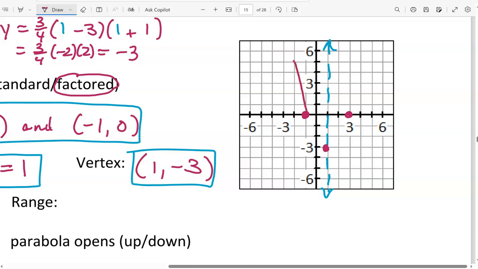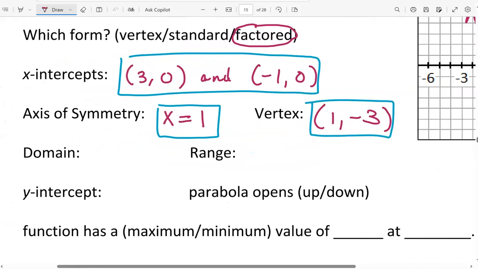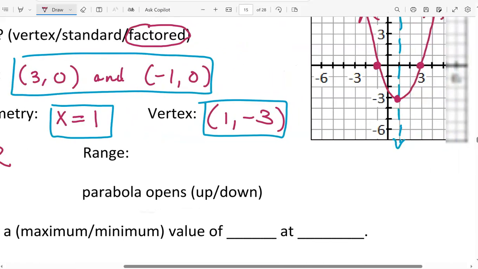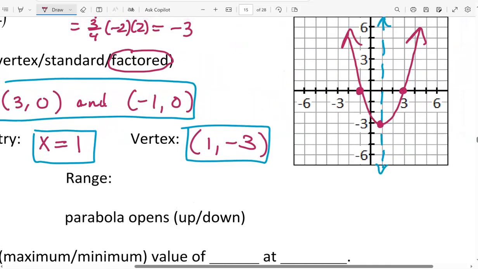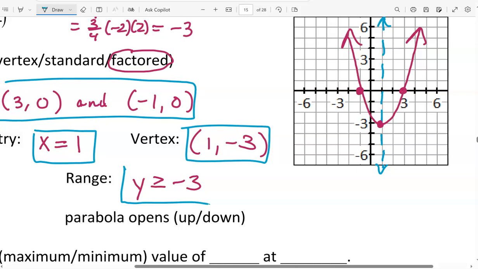That's 3 points. That's going to be enough to see the basic shape of this parabola. And that will be also enough to tell us a little bit about domain and range. Domain for any quadratic function is all real numbers, and the range has to do with the y values. There is a smallest y value at the vertex of -3, so that means that all other y values must be greater than -3, and so y is greater than or equal to -3 at the vertex.